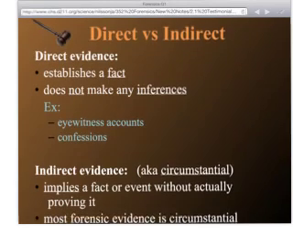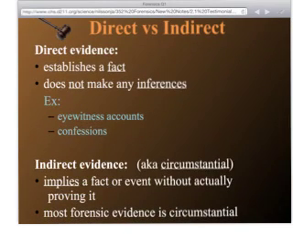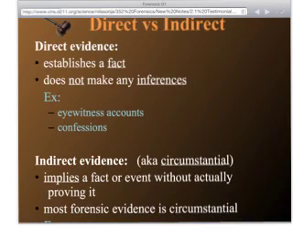All right, when we talk about evidence, we talk about two general types of evidence, direct versus indirect evidence. Direct evidence is going to be eyewitness evidence, a confession from the suspect. This helps establish a fact, doesn't make any inferences, but we will come back to this in just a moment. There's a lot of variability that comes with eyewitness accounts that puts them in question. Okay, so we don't actually rely on eyewitness accounts. Indirect evidence is evidence that implies a fact. This is also called circumstantial evidence.